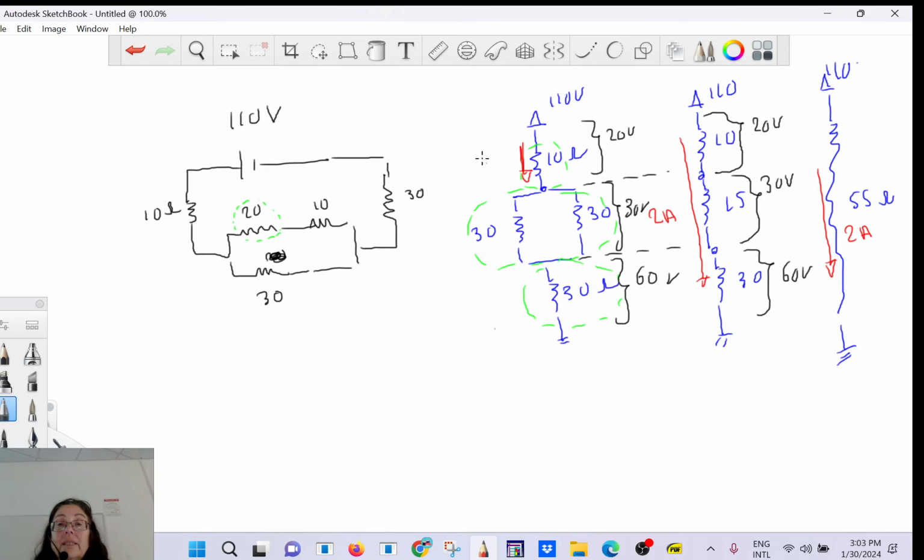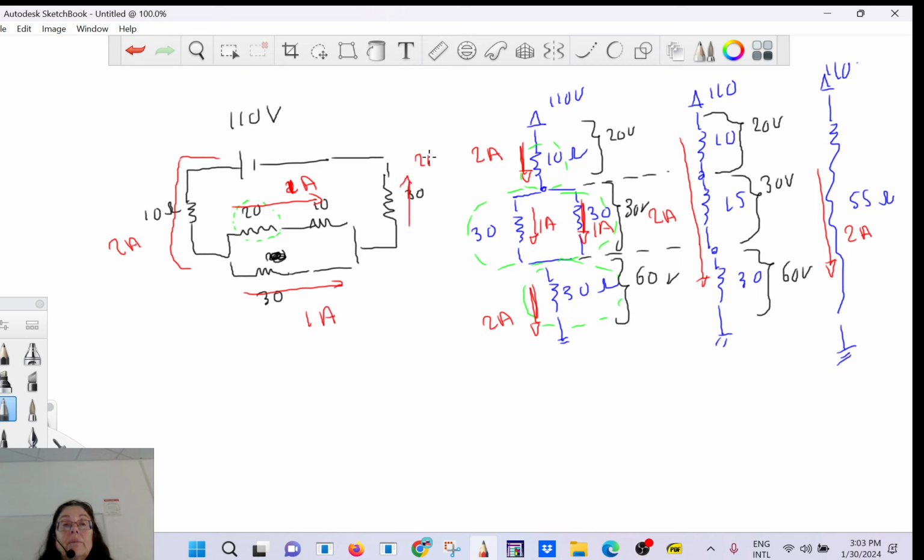So this one is 2 amps, right? This one is 2 amps. So how much in each branch here? 1. Do you agree? Okay, so that means here you have all that is 2, and then that's 1 amp here. That's going to be 1 amp, right? And that's going to be 2 amps, and coming back to 2 amps.